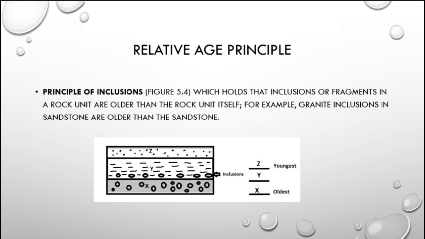Think of raisin bread. The raisins had to exist before they were baked into the bread. The raisins are older than the bread itself. This is the same principle here. These inclusions had to exist before they got placed into unit Y. Therefore, these inclusions from X are actually older than Y.